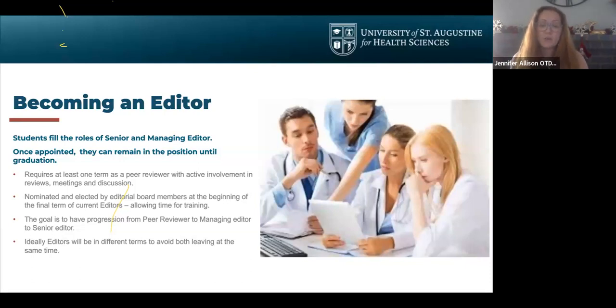In order to become an editor, you have to be nominated and elected by the editorial board. What they're going to be looking for is students who are attending those meetings, engaging in the monthly meetings, and saying yes to the peer reviews when they get them. And ideally, they're in different terms. We like to have a senior editor who's in a higher term and has gained that experience, and then a managing editor who's a term or 2 below them so that they can take over and then someone else moves in. But it depends how many students and papers we have at any given time.